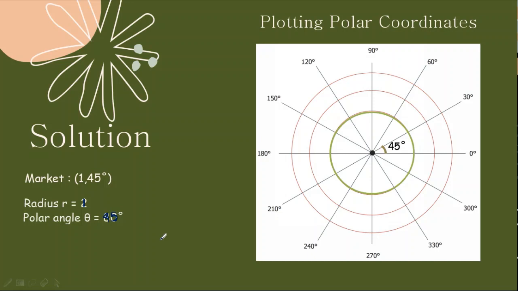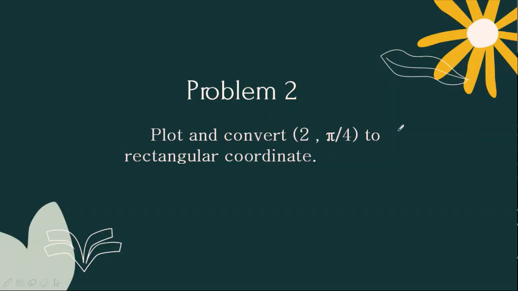Okay, 45. So again, the radius is 1. So this is our radius. It's our circle here. Then our polar angle theta is 45 degrees. So therefore, this is the plot of the marker's location, which is again 1, comma 45 degrees. Now, let's proceed to another example.